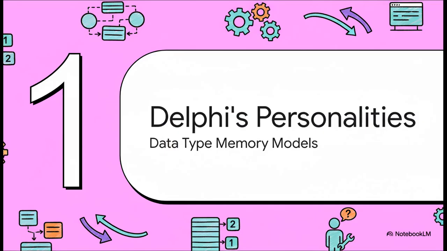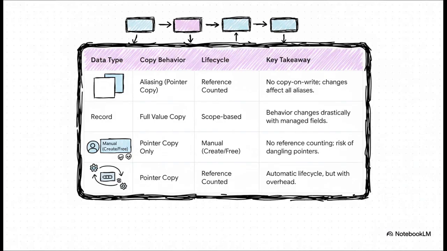Okay, to really wrap your head around this, you've got to know that not all data types in Delphi play by the same rules. They each have these distinct personalities, especially when it comes to memory. We're going to look at the 4 main characters in this story: dynamic arrays, records, classes, and interfaces. And wow, this table just lays it all out, doesn't it? Take a look. Dynamic arrays and interfaces. They're both reference counted. That means Delphi is helping you out managing their lifecycle automatically.